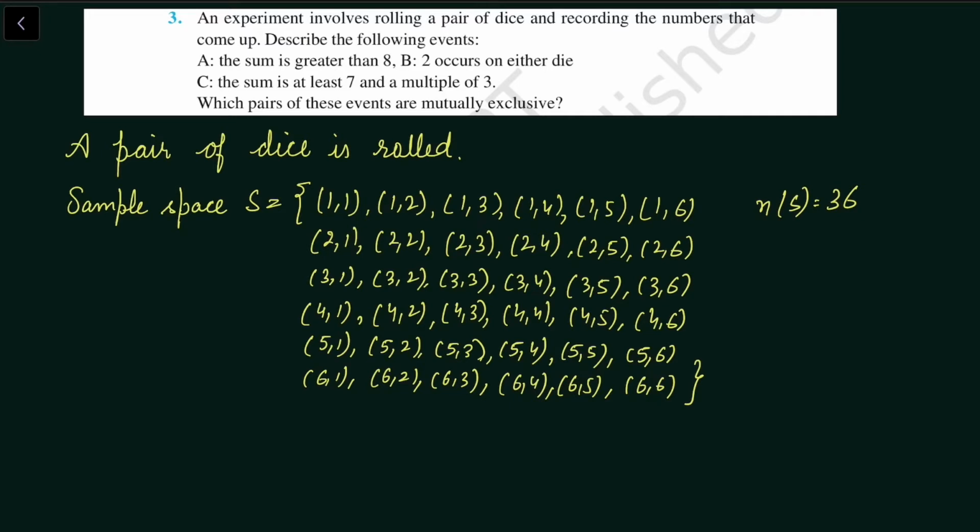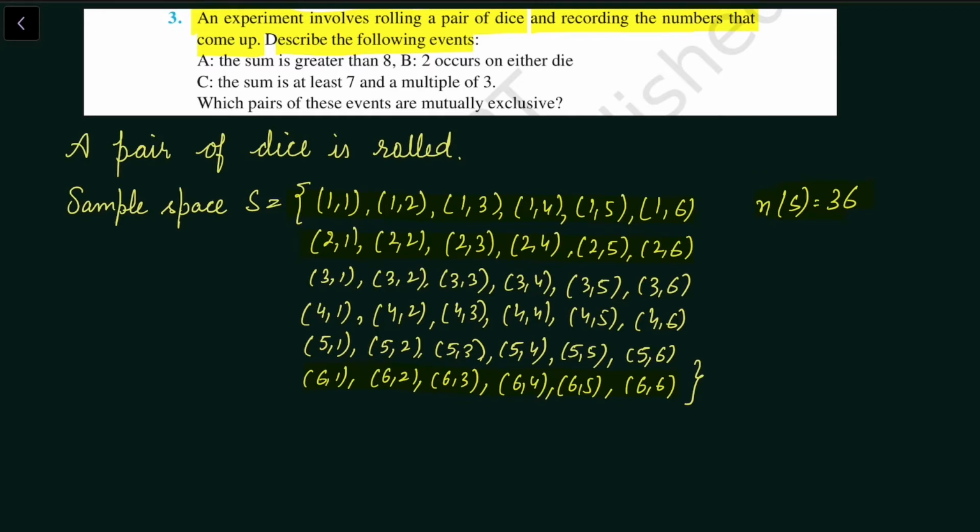First of all, let us read the question. An experiment involves rolling a pair of dice and recording the numbers that come up. Describe the following events. Here is a sample space which I have already made for the pair of dice. There are a total of 36 outcomes: 1 1, 1 2, 1 3 up to 1 6, 2 1, 2 2, 2 3 up to 2 6, and so on up to 6 6. Total of 36 outcomes. Now we have to describe the given events.